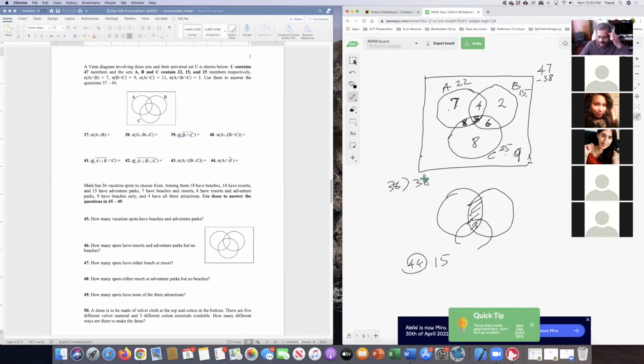You said 41, right? Okay, let's go to 41, which is A union B bar intersection C. So first we have to identify what that is. A union B bar means everything outside of A and B combined. That would be 8 and 9. But we need to find what is common to that and C. That means 8. This is the part that's outside of A union B, but inside C.